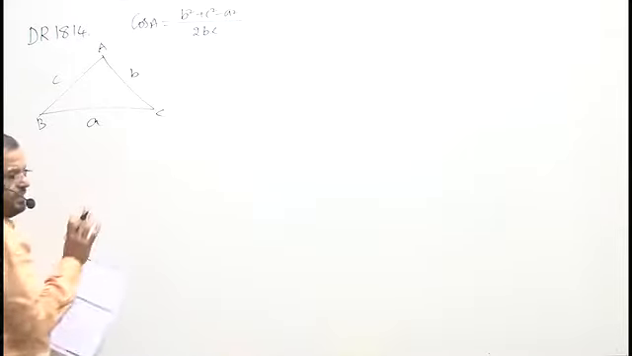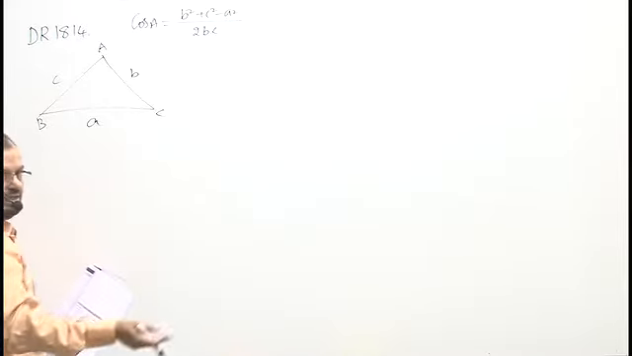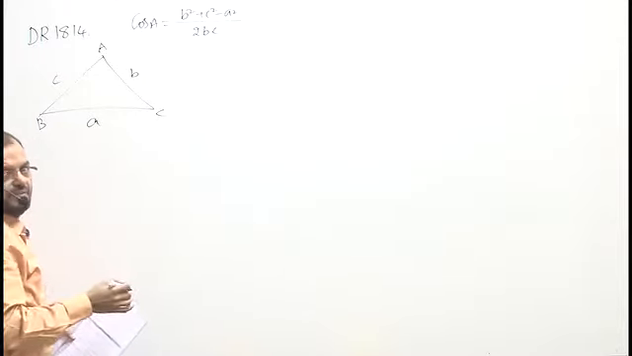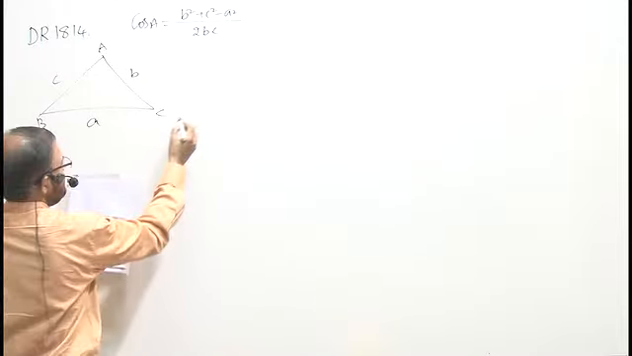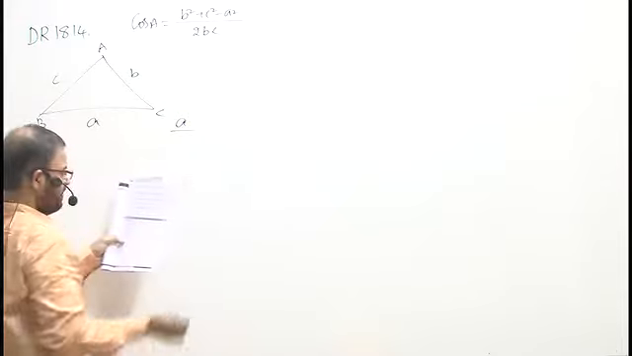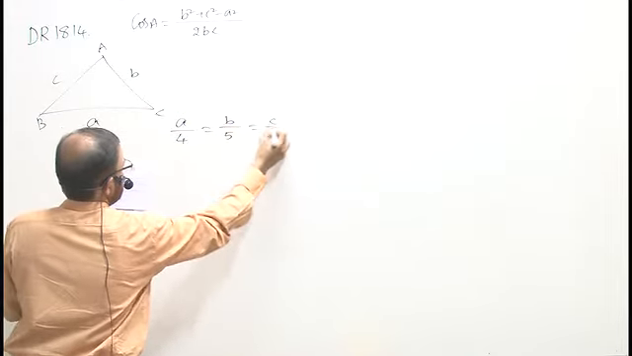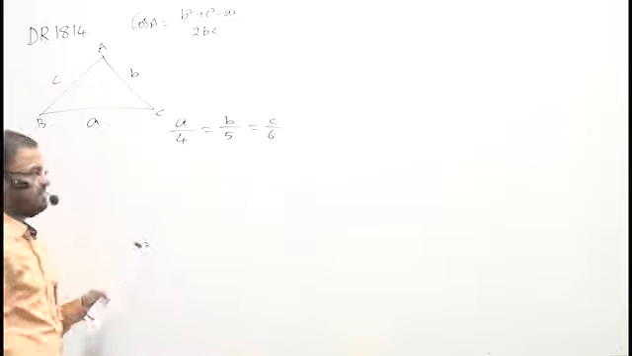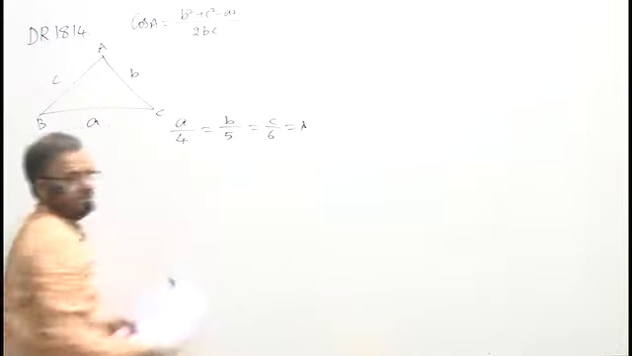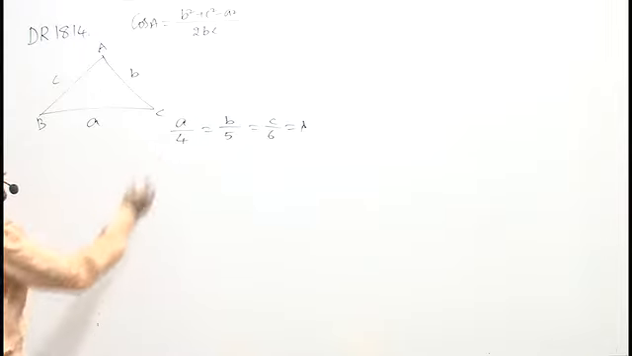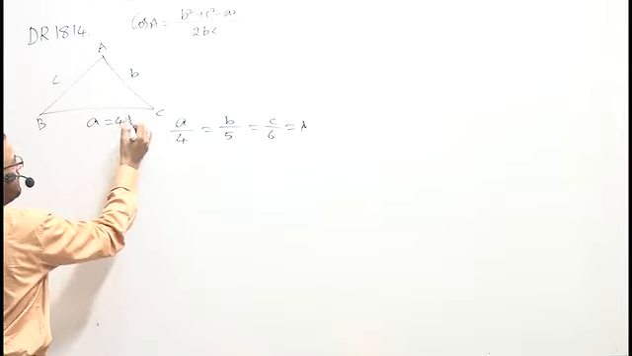Now in order to find cos A, cos B and subsequently cos 3A, I want the values of a, b, c. In the question it is given a, b, c are proportional to 4, 5, 6. a by 4 is equal to b by 5 equal to c by 6. I say this is equal to lambda. Then a is equal to 4 lambda, b equal to 5 lambda and c equal to 6 lambda.